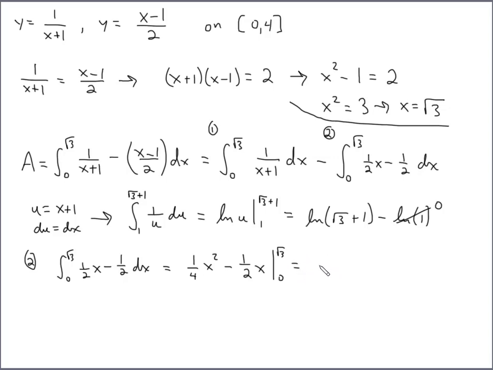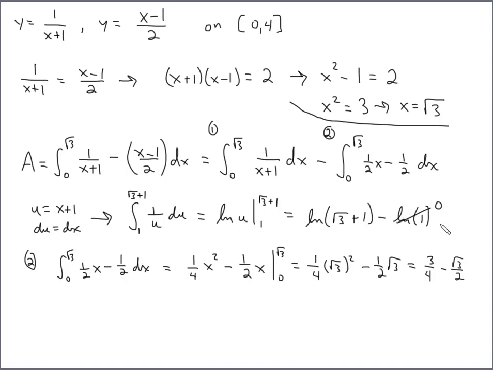So we're going to get 1/4 times root 3 squared minus 1/2 times root 3. And then we plug in 0, it's just 0, so this thing becomes, square that, we get 3/4. 3/4 minus root 3 over 2.